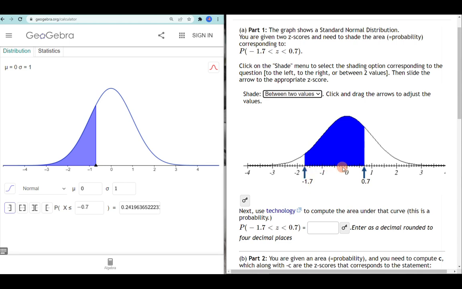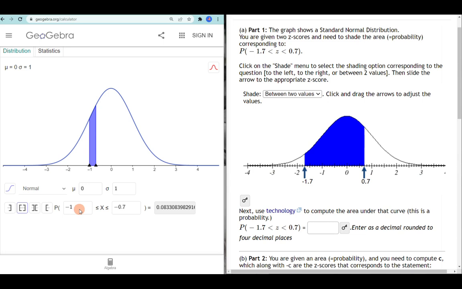That means I need the values on this horizontal axis that lie between negative 1.7 and 0.7. That is the between situation. This is the shading that I want, and I want to find the exact area, which is the probability of this shaded region. Using my calculator, I'm going to need to choose the between option. It's two square brackets facing one another. It's also good to confirm that, again, I am indeed working with the normal distribution, and because it's a standard normal distribution, the mu is 0 and sigma is 1. So I've got my setup.